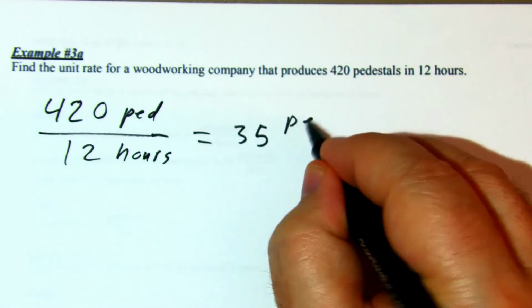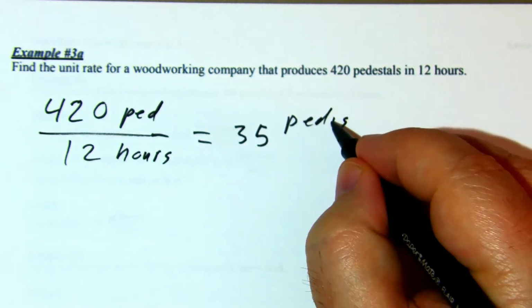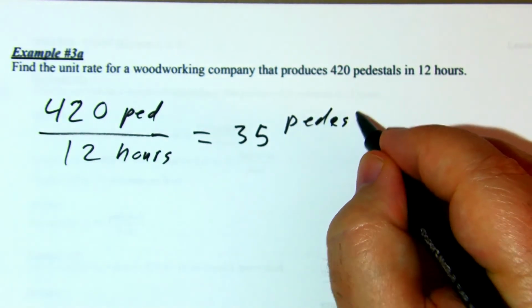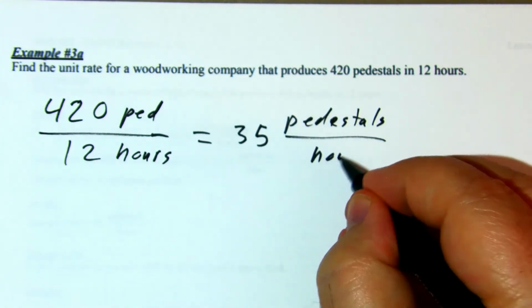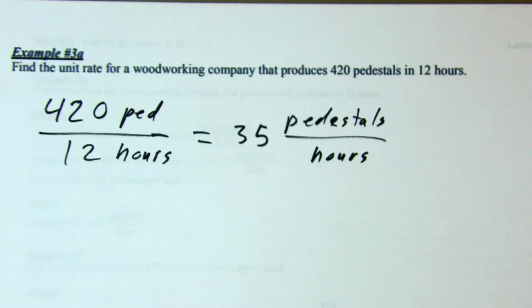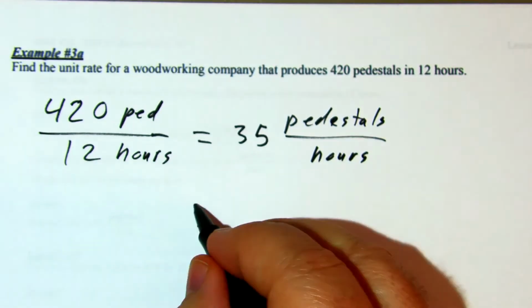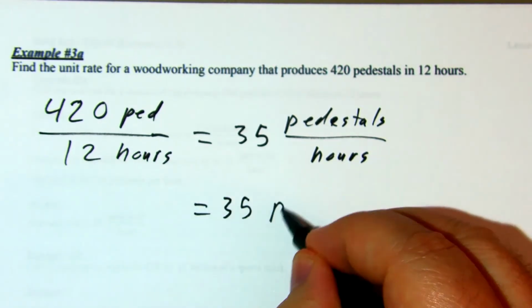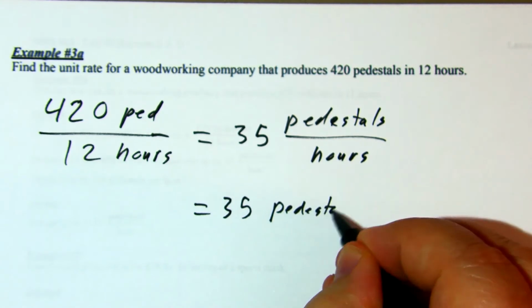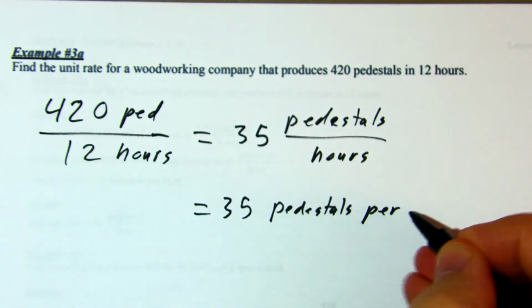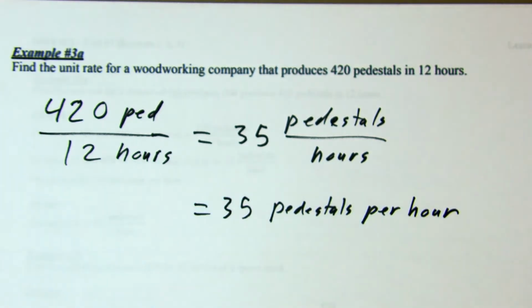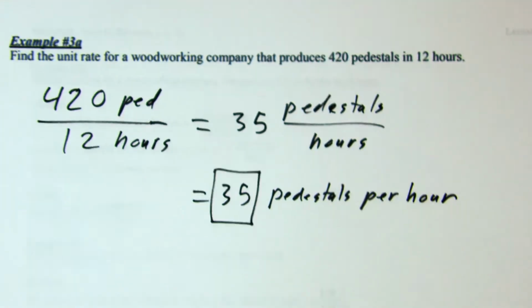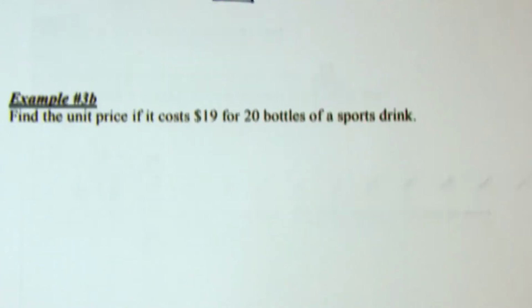You can either write pedestals, why I abbreviate, because your spelling is better. You can either write pedestals over hours like that, or you can write 35 pedestals per hour. You can use the word per, which is sort of the common way to say it in English. Then there's part 3B.